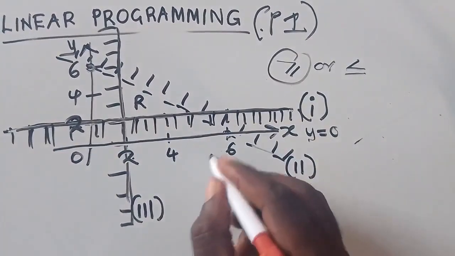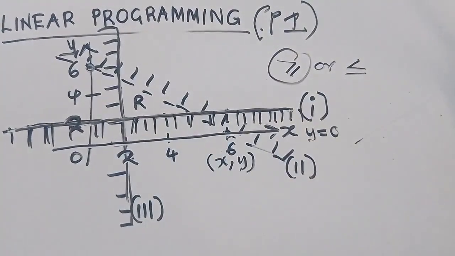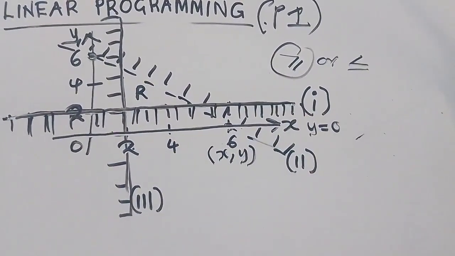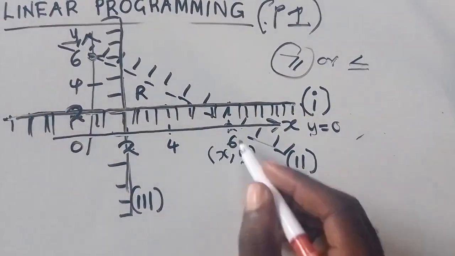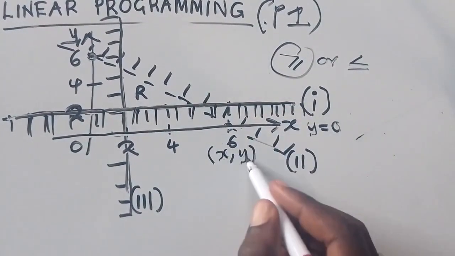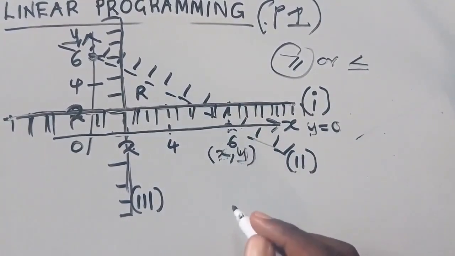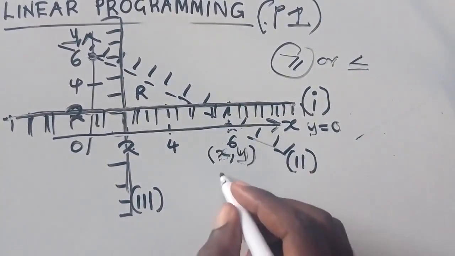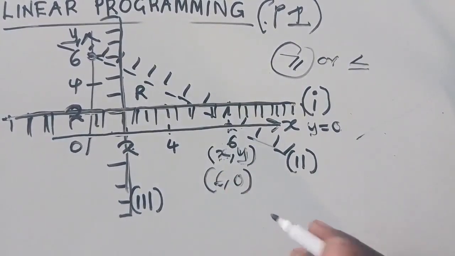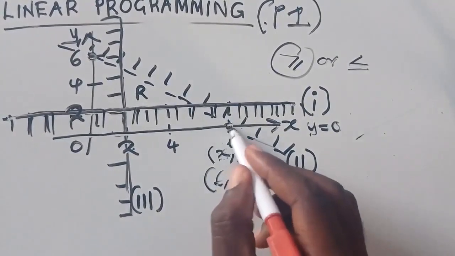How do we get a coordinate? A coordinate is x, y. I'm teaching you how to pick coordinates if you don't know how. Here, on the x-axis, y is 0. So this is how we get a coordinate: x, y. x is 6, and y, definitely you know, is 0. This is 6, 0. That's a coordinate that is there.